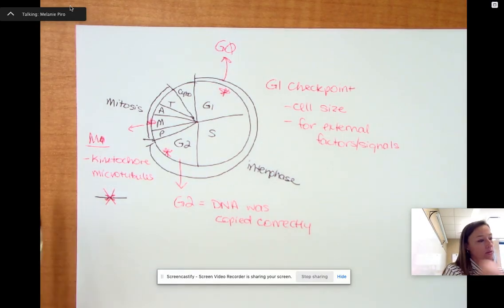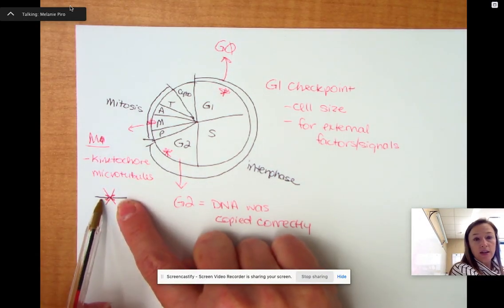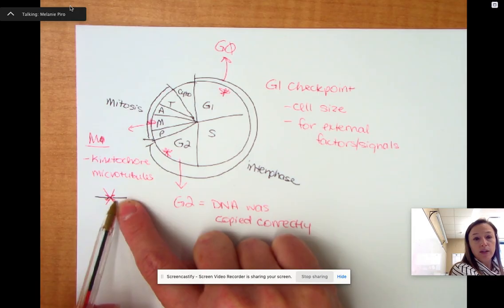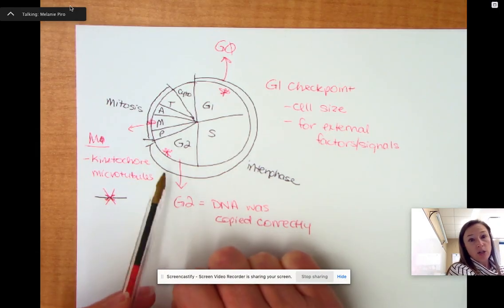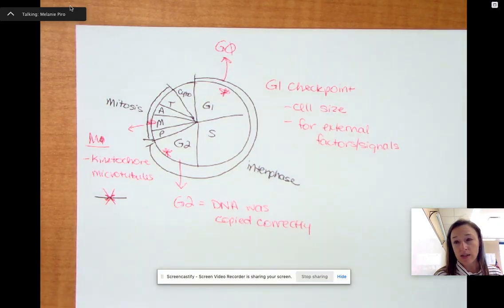Because what you don't want is for it to be attached to one side and not the other, because then when this side starts pulling, if it's not attached here, this entire chromosome is going this way. And that's how we get things like Down syndrome. Well, this is mitosis, but in meiosis, that would be how you get things like Down syndrome or Edwards or Klinefelter's, any of those trisomies or monosomies like Turner syndrome.